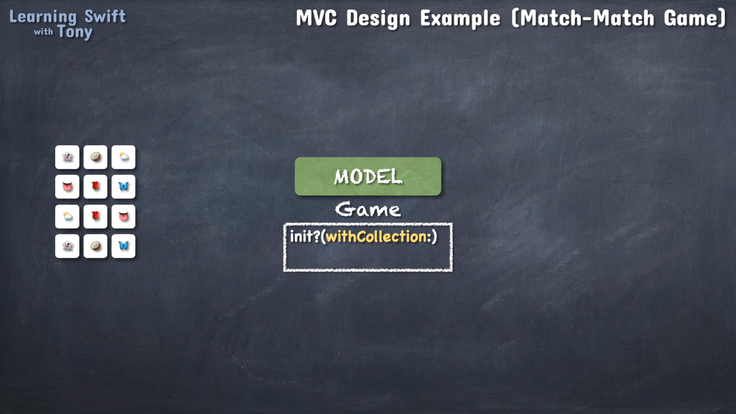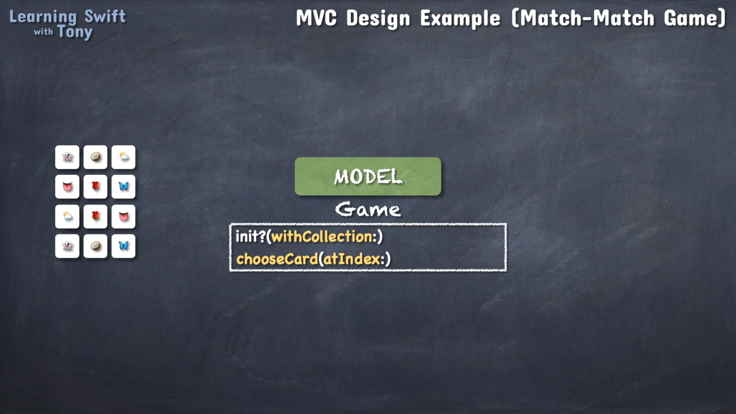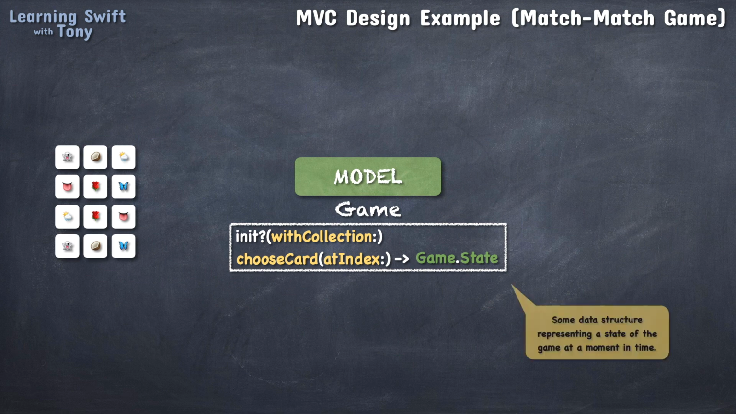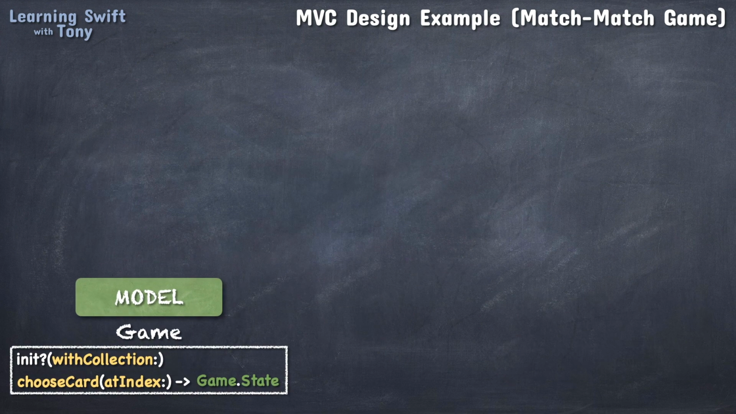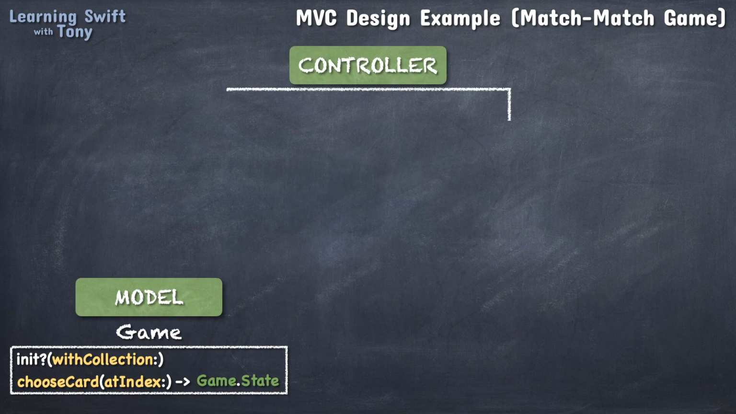Besides the initializer, we will need a way to actually play the game. A function called choseCardAtIndex will do just that. The controller, who owns the game, will call this function every time the user flips a card over. When the function is called, the game will do the play and will return a new state of the game back to the controller. This game state will have to be a custom data structure the model has defined, which the controller can understand and use to display a visual representation of the current state of the game on the screen.